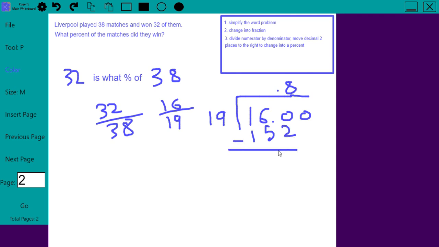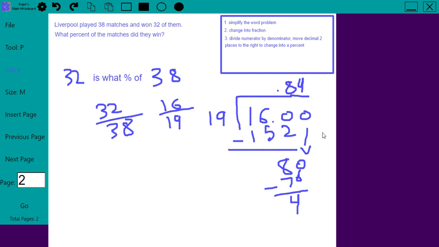Subtract, and then I'd get 8. Bring down my other 0. I've got 80. How many times does 19 go into 80? 19 goes into 80 4 times. 19 times 4 gives me 76. Subtract. I've got a remainder of 4.